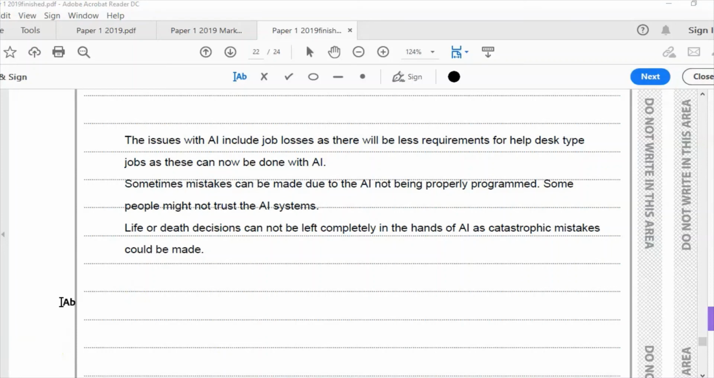So that completes question 6 of paper 1. Apologies for the typo there. Make sure you don't make any spelling mistakes in your exam. If in doubt, double check it. Just go back and have a look at it.